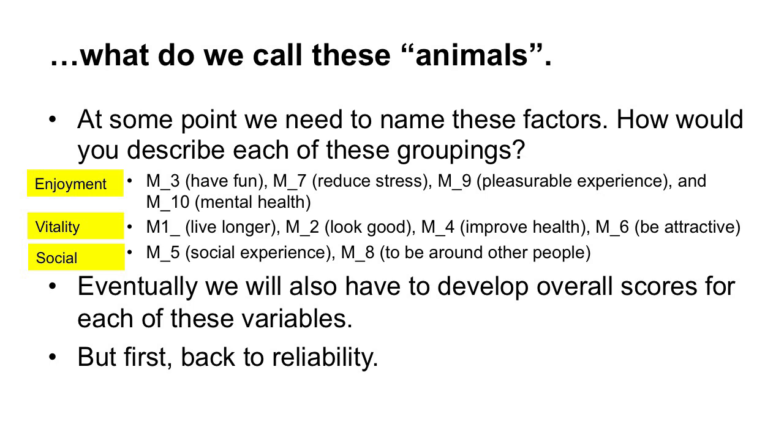At some point, we need to name these factors. How would you describe each of these groupings? I might label the first enjoyment, and the second vitality, and the third social.